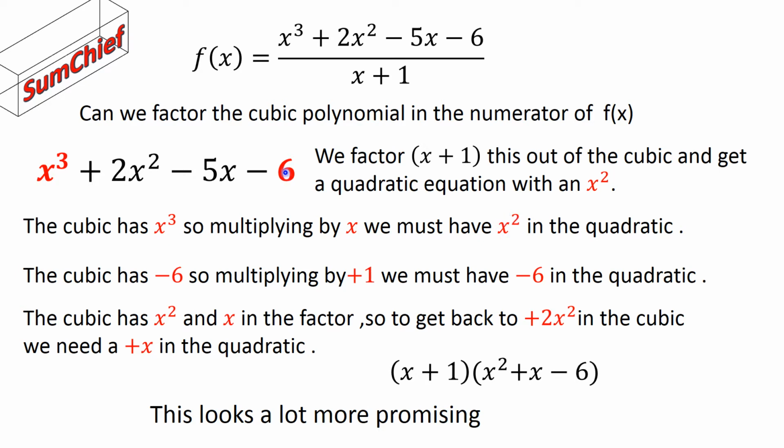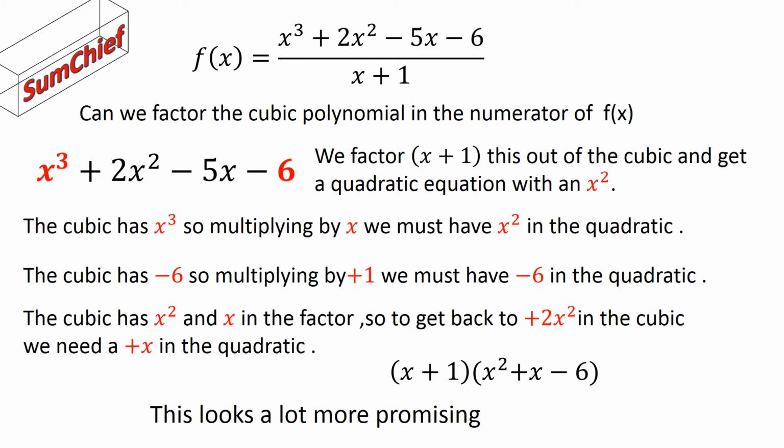So now we've got -6. So what we need now is a number that when we multiply it with +1, we end up with -6. And there's only one number that will do that, and that's -6 itself. So therefore we've got two of the terms of the quadratic already taken care of. We've got an x squared and we've got a -6.